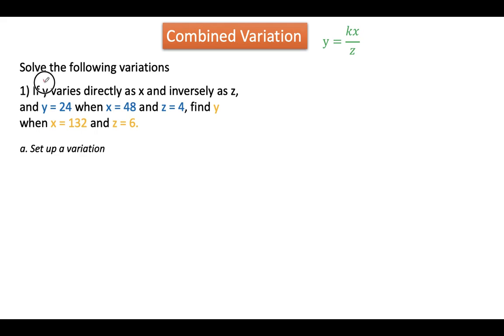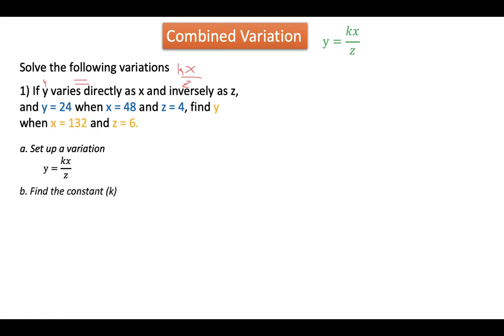In setting up a variation, y varies directly as x and inversely as z. So it means we're expecting a vinculum for our fraction, so x over z. Then our k is either in here or on top in the numerator beside the x. Okay, so that will be our variation: y is equal to kx over z.